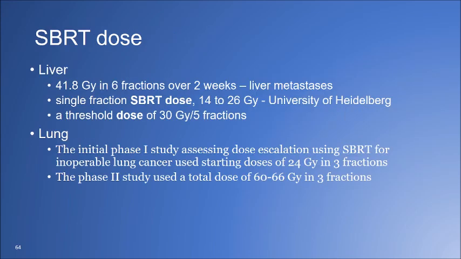The dose usually is 41.8 gray in 6 fractions over 2 weeks for liver mets. Single fraction SBRT dose is 14 to 26 gray. This is from Heidelberg, a threshold dose of 13 gray in 5 fractions. For lung, there is one initial phase 1 study assessing dose escalation of SBRT for inoperable lung cancer, 24 gray in 3 fractions, and a phase 2 study of 60 to 66 gray in 3 fractions.